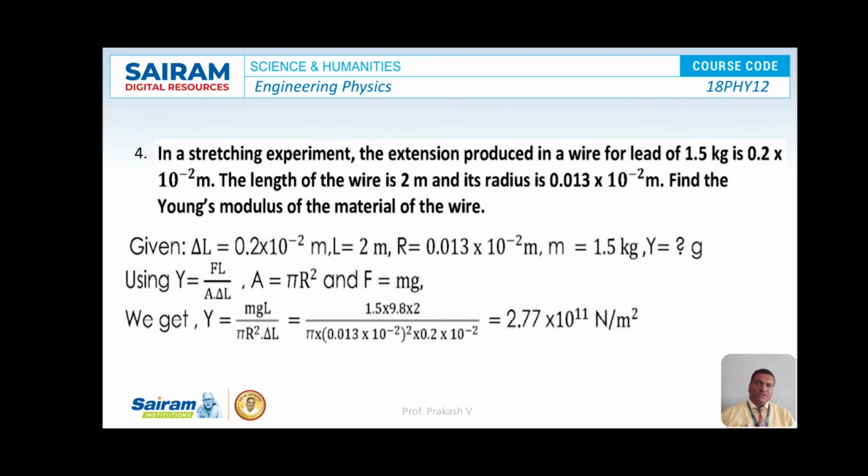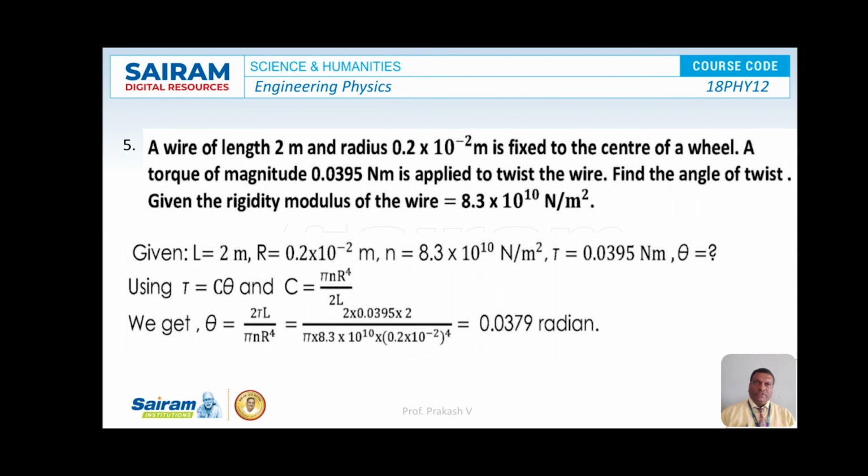Substitute the values here, that is 1.5 into 9.8 into 2 divided by pi into r, that is 0.013 into 10 to the power of minus 2 whole square, into delta L, that is 0.2 into 10 to the power of minus 2. So on simplification, the Young's modulus value Y is equal to 2.77 into 10 to the power of 11 Newton per meter square. So this is what the data calculated out of the problem, that is the data given.